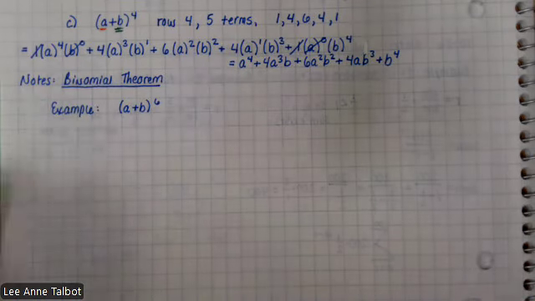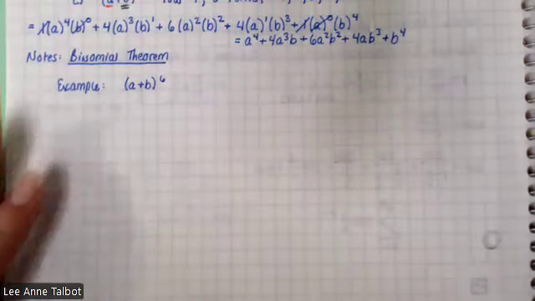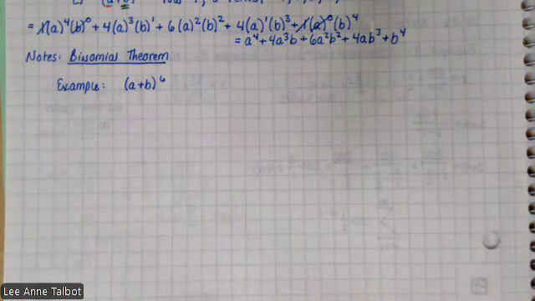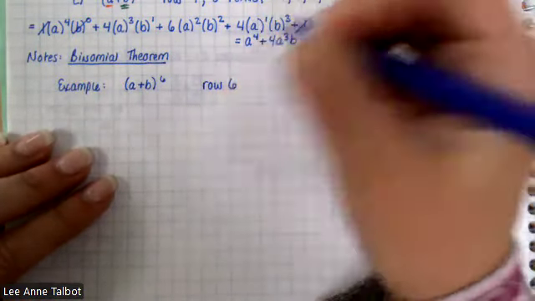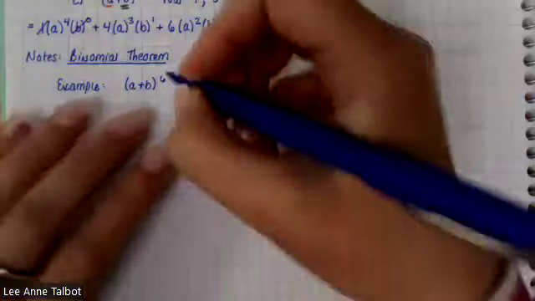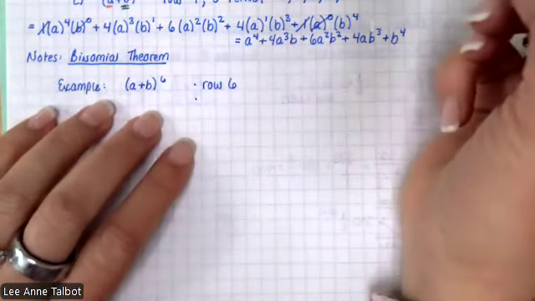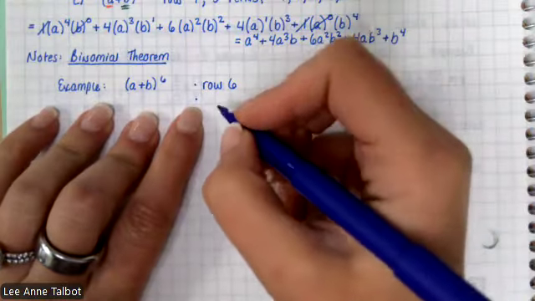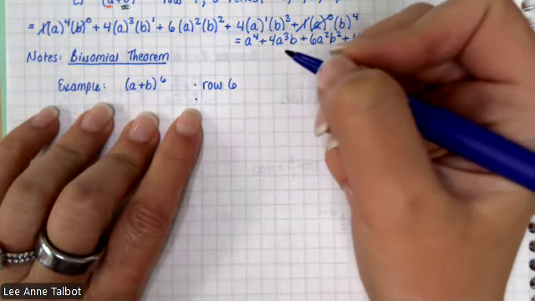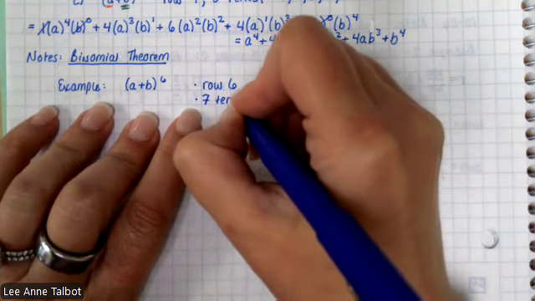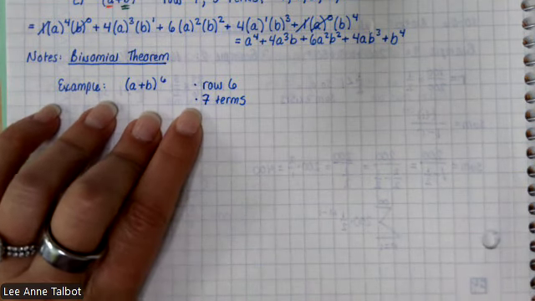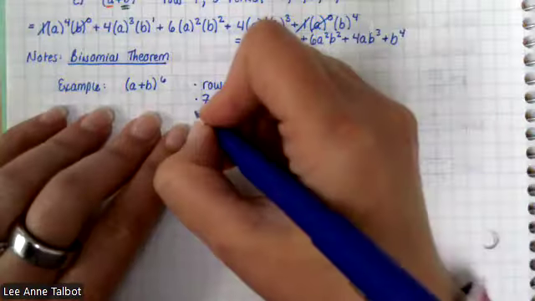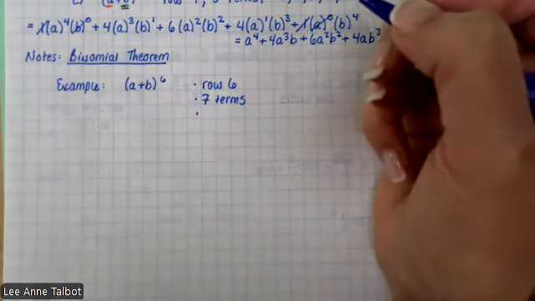All right, last problem. Think very carefully. What row is this problem? Row 6. How many terms are in row 6? 7 terms. You don't really need to count them. You can just add 1. And then what are the leading coefficients in row 6?